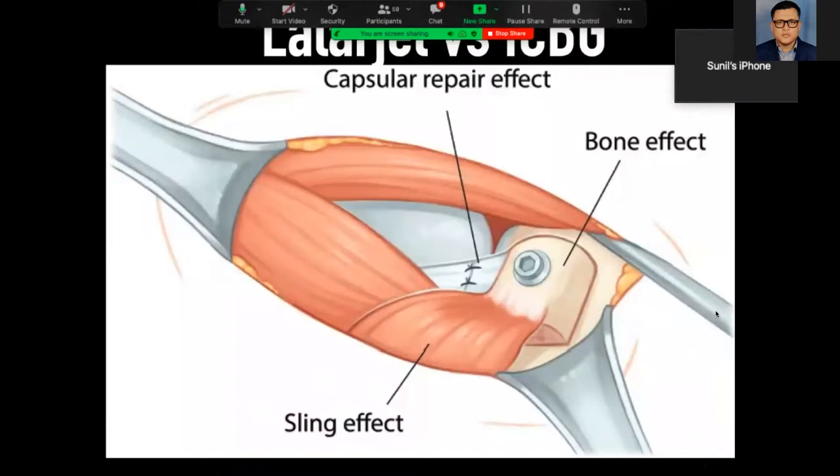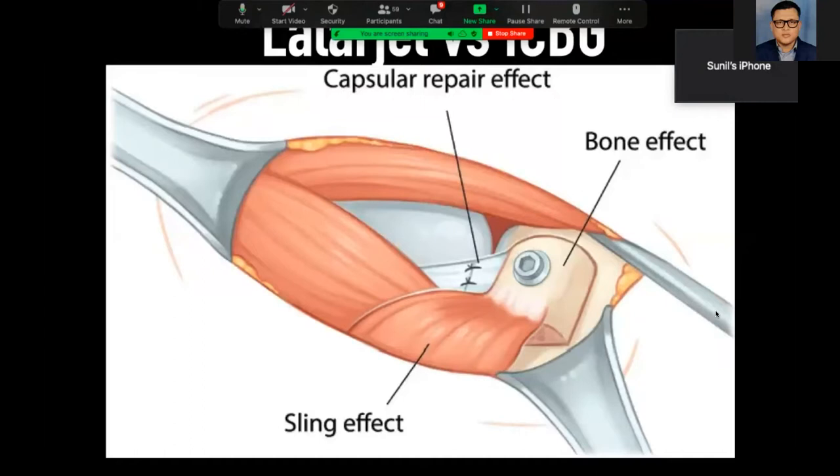So Latarjet is the technique in which there are three things that play for stability. One is you're adding a bone block for bone defects. Second is you repair the capsule with the coracoacromial ligament and the original capsule. Then there is the sling effect, in which you dissect the subscapularis transversely and put that bone block in between, so that while abducting and externally rotating, this inferior part of the subscap goes inferiorly and behaves as a sling, as a hammock, just like the IGHL does. So that prevents the redislocation or recurrence of dislocation.